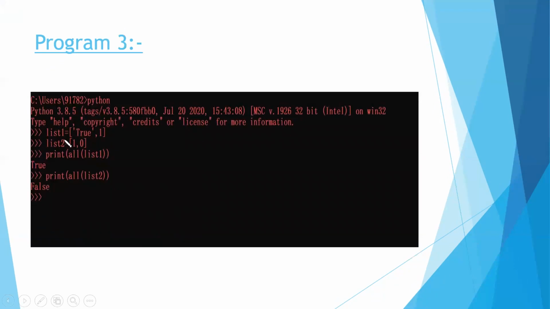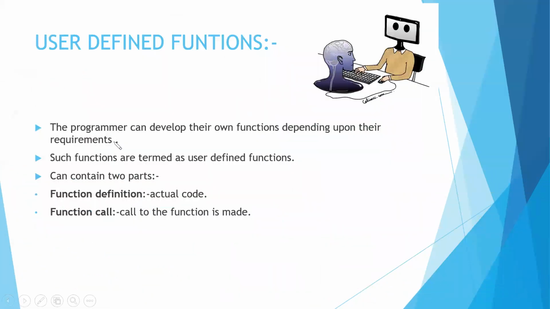For all, in the first list, all of them are true, so when you apply all, it gives true. But in the second list, one is false. As I told you, if any one element in the iterable is false, then when you apply the all operation on it, it becomes false. You can relate all to an AND gate in digital electronics, so that's easy to correlate.